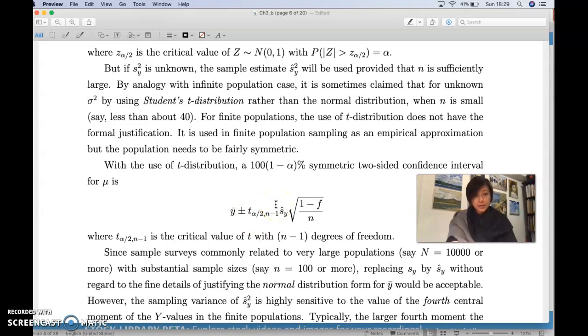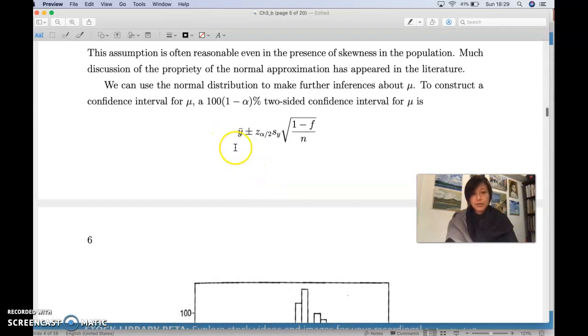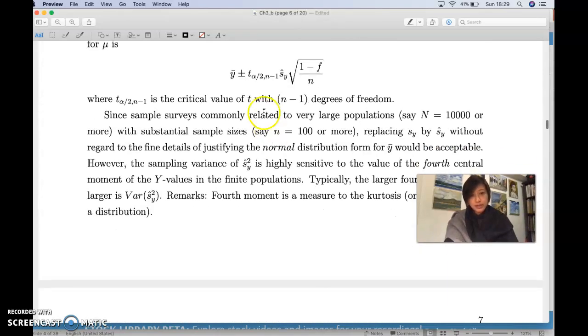Okay, but to keep it simple, in this course we would just assume the sample mean follows a normal distribution. So we would only use the critical value obtained from the standard normal distribution. So we can just ignore using the t distribution for the sake of simplicity.